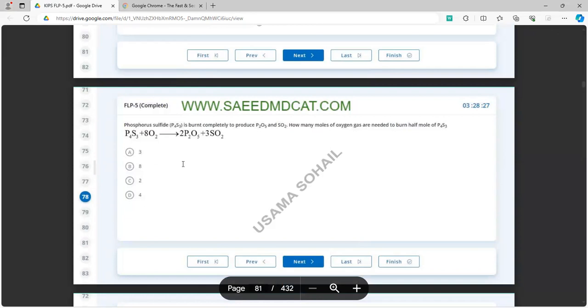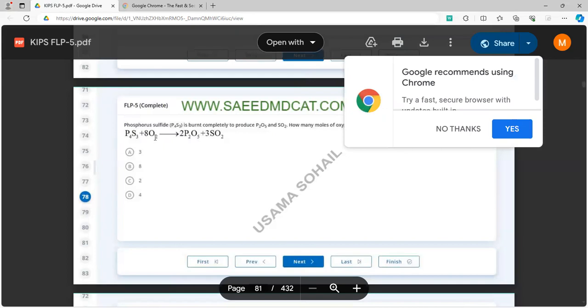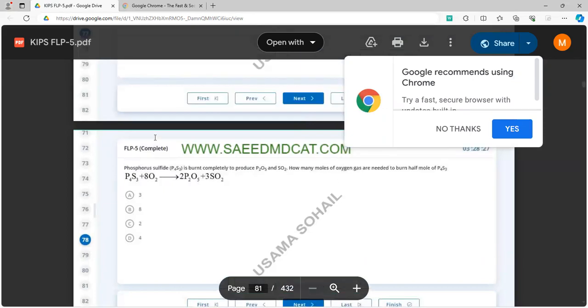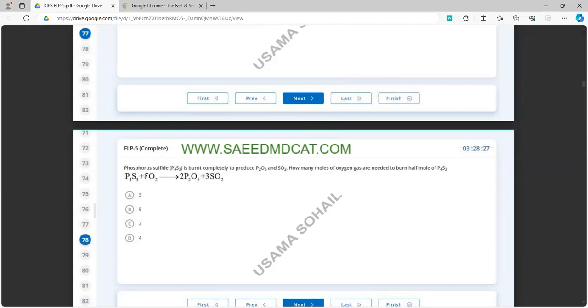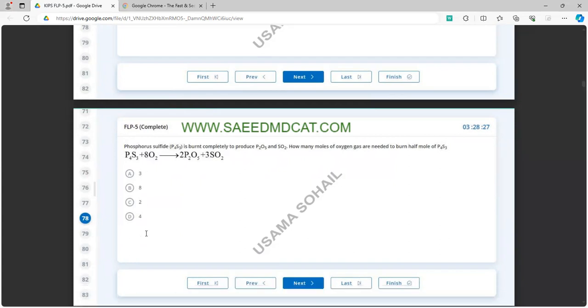Now on question number 78, this is a stoichiometry equation. They asked that we burn phosphorus sulfide to produce P2O5 and SO2. How many moles of oxygen gas are required to burn half a mole of P4S3? You need to note that the mole to mole ratio is equal to the volume to volume ratio. You can see that the number of oxygen atoms over here is simply double. They've given a ratio of 8 to 2. So the correct option will be that if we have half the number of P4S3, the number of moles of oxygen should also be half. The correct option would be D.